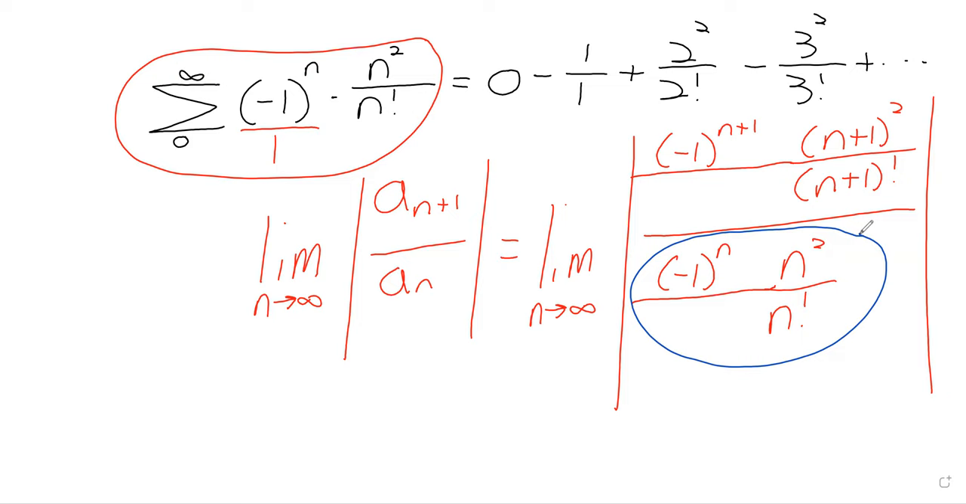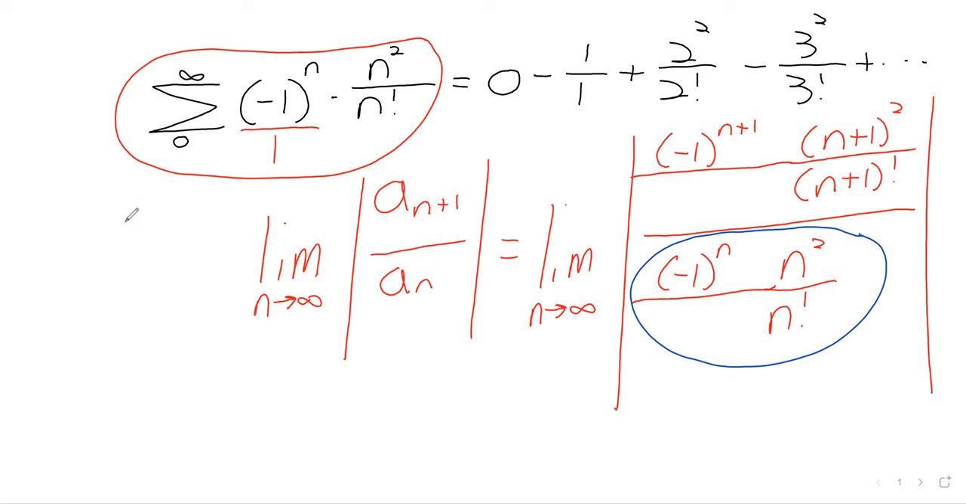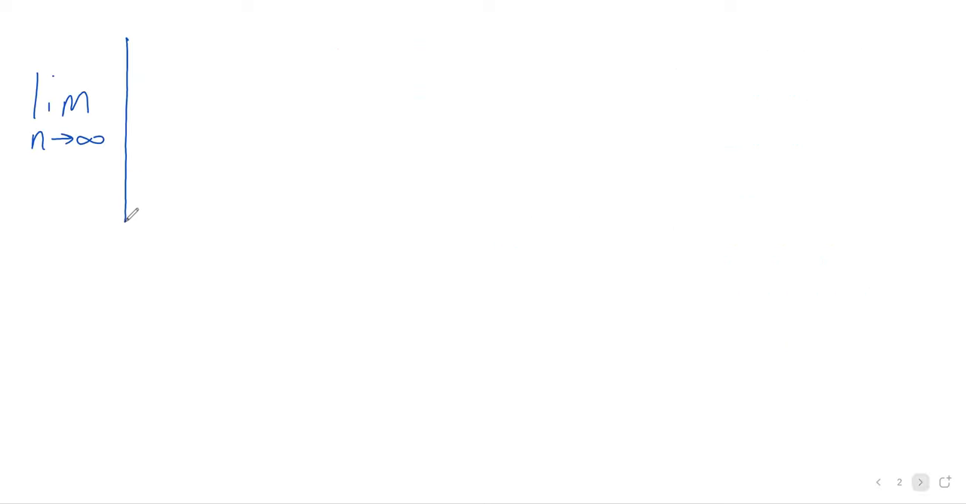And let's do this piece by piece. Let me write this down. And let's go piece by piece here. We've got this numerator, negative 1 to the n plus 1.